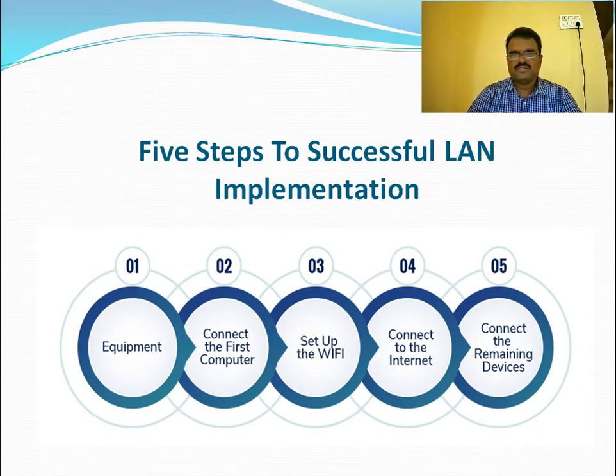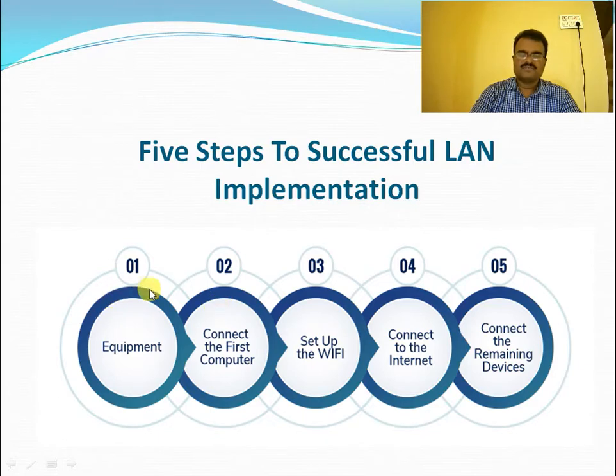So there are 5 steps to successful LAN implementation. Simple steps. So we have to procure equipment needed for establishment of LAN. Connect the first computer. And set up the Wi-Fi. Connect to the internet. Connect the remaining devices. These are the simple steps in establishment of successful LAN.